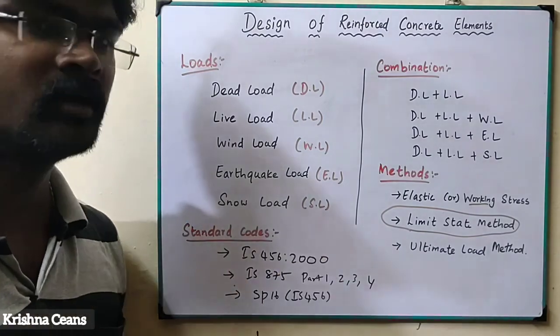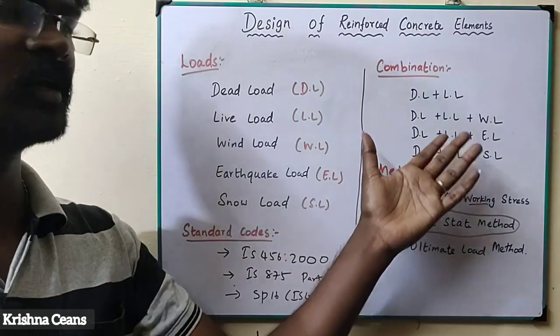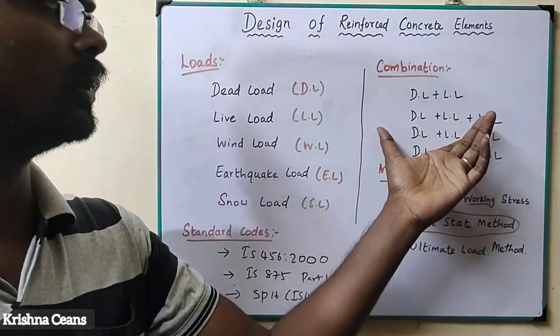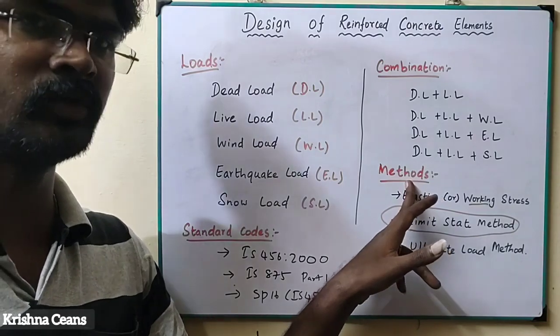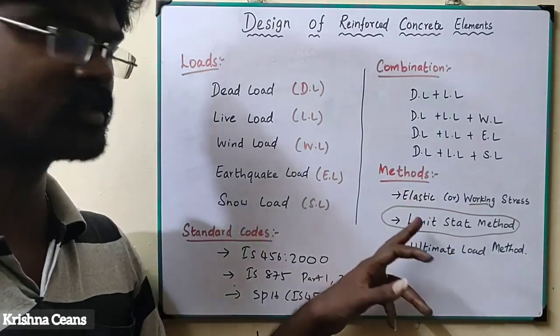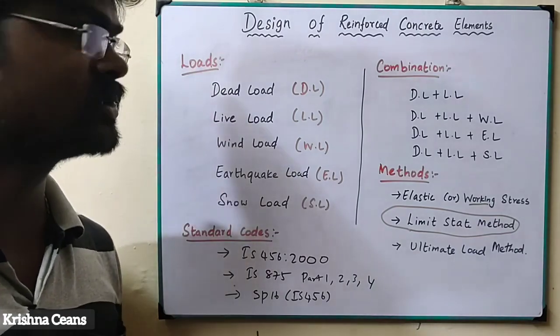So this is the explanation for the loads. What are the different types of loads? What are the different combinations acting on the elements? What are the different methods we are going to use in the design of RCC? And what are the standard codes we are using for the RCC elements?